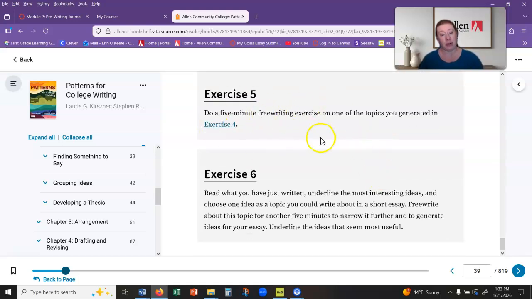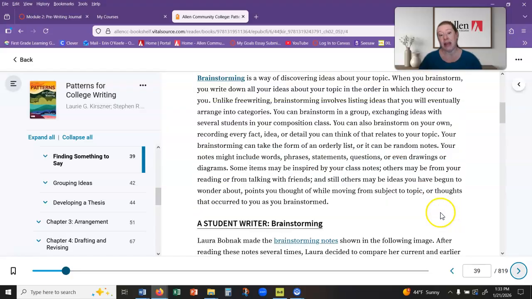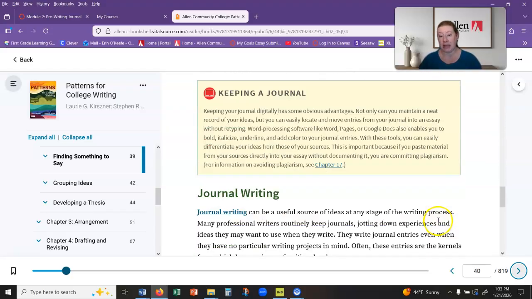So once you're done with that free write, then you're going to do the next free write, which is a free write about your exercise 5. So you're just going to keep going. You pick something specific from exercise 5 and do a second free write. So we're trying to narrow down the topic. And then you're going to do some brainstorming techniques here.